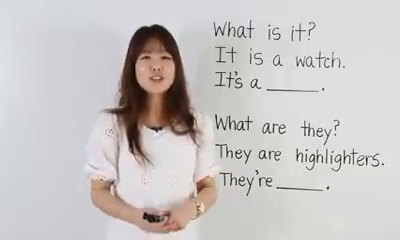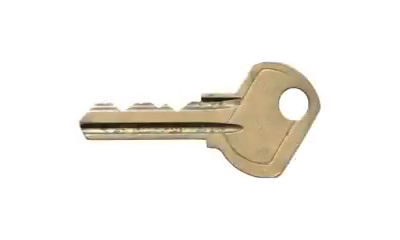Okay, we're going to look at some examples and I'm going to ask some questions. Please try to answer them. Listen carefully and answer with it's a or they're. Let's look at the first one. What is it? It's a key.